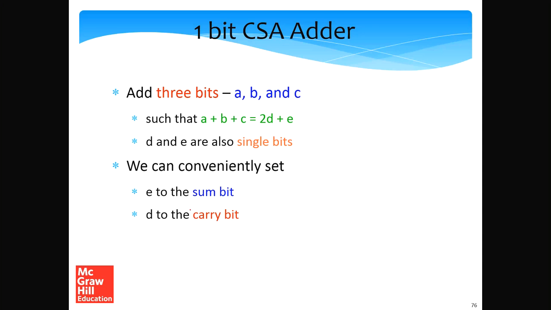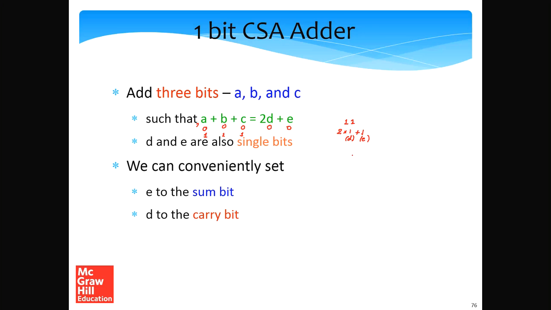The way that we can do it is like this. Let's consider a 1-bit carry save adder, or a CSA. Let us add 3 bits A, B, and C such that A plus B plus C is equal to 2D plus E. D and E are also single bits, and this can be done. Let us consider the smallest values of A, B, and C and the largest values. The smallest values are 0, 0, and 0. So we'll have D as 0, where the sum is 0, and E as 0. If we consider the largest values, which are 1, 1, and 1, then the sum is 1 plus 1 plus 1, 3, which is 11 in binary, which is equal to 2 times 1 plus 1. So in this case, D is 1 and E is 1.